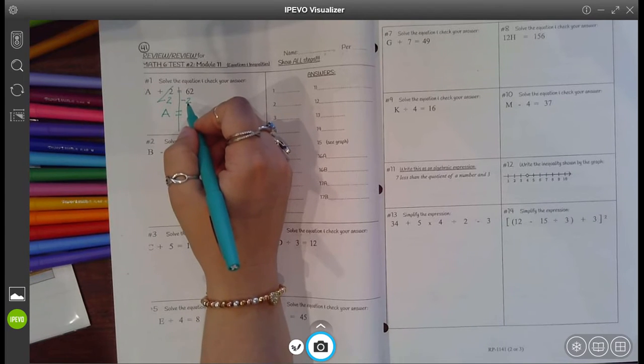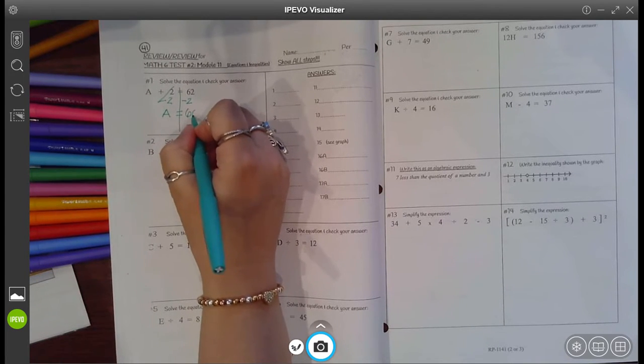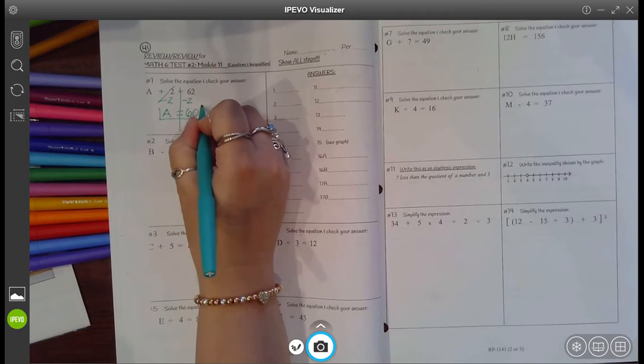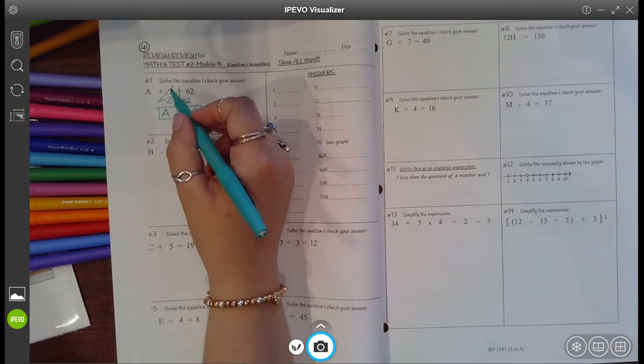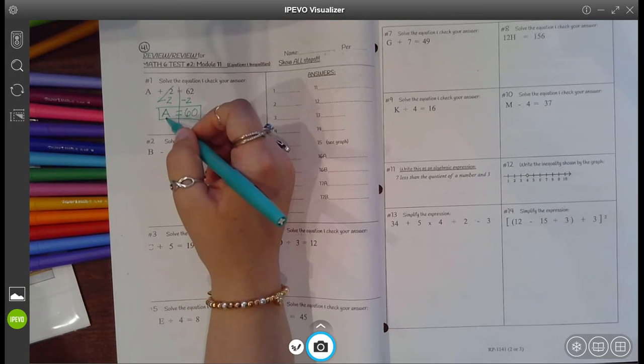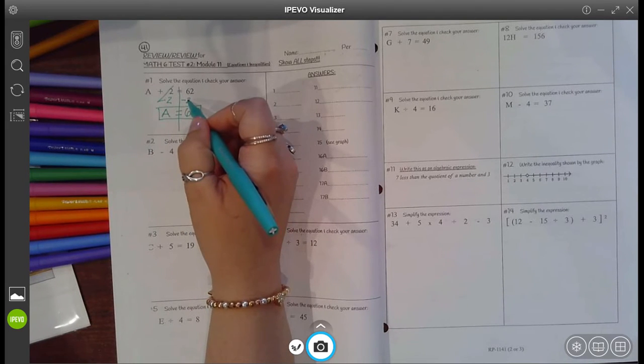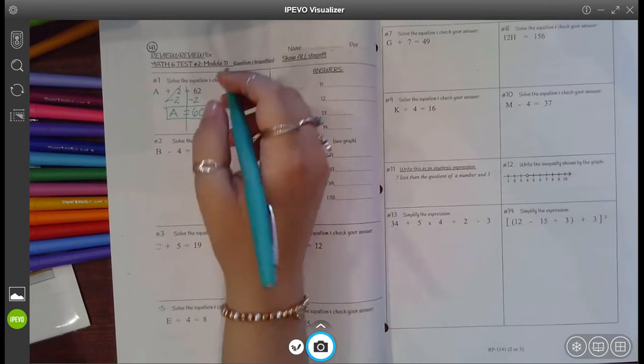Now, 62 minus 2 is 60. So you get a equals 60. And the reason these canceled is because 2 minus 2 is 0, and a plus 0 is just a. And then again, remember, whatever you do to one side, you do to the other. So when I simplified this, I got 60.